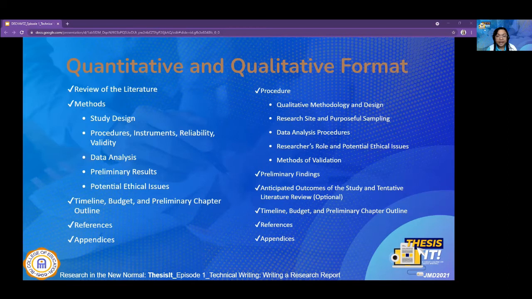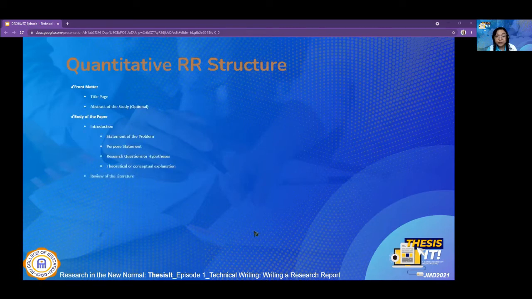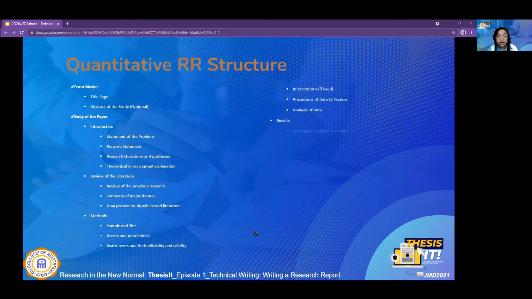The next one that I would like to share with you is the research report structure. That was your proposal structure. This is your research report structure. So what we usually include in the research report. For the quantitative research report structure, if you are dealing with quantitative data and quantitative findings, usually you will see the title page, the abstract of the study, and you also have your body of the paper.